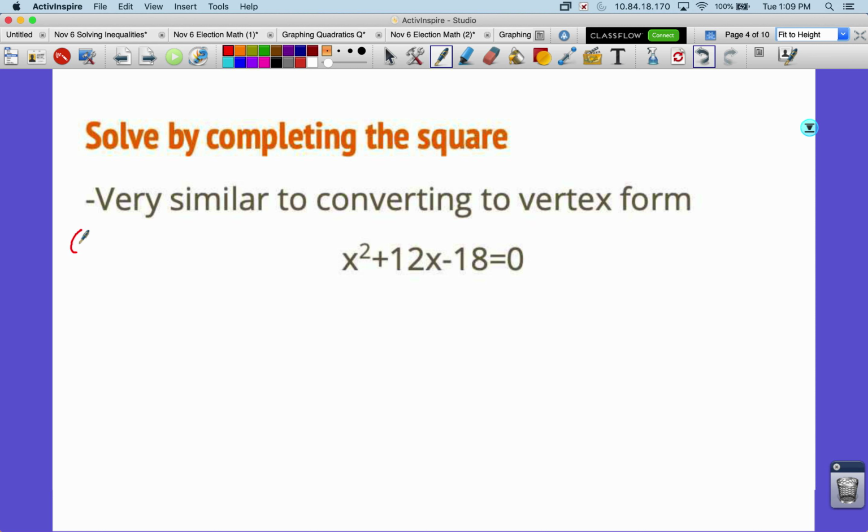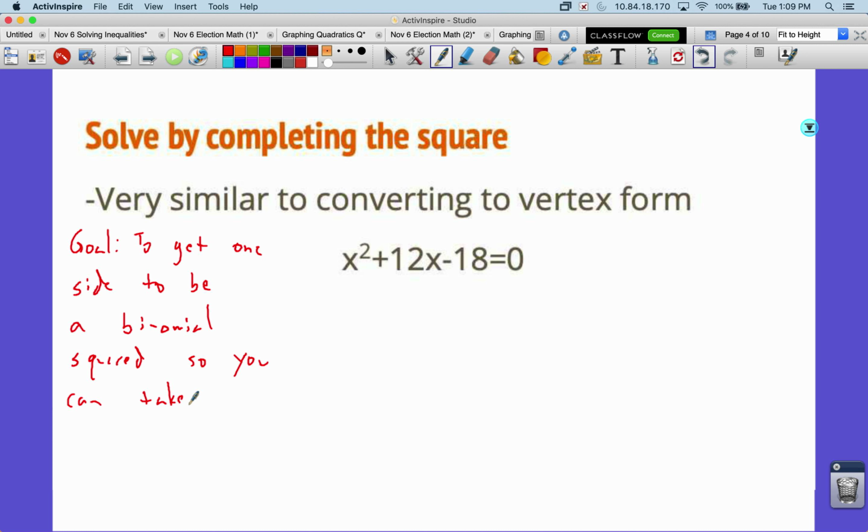All right, your goal, so I'll write this down, is to get one side to be a binomial squared so you can take the square root of both sides.